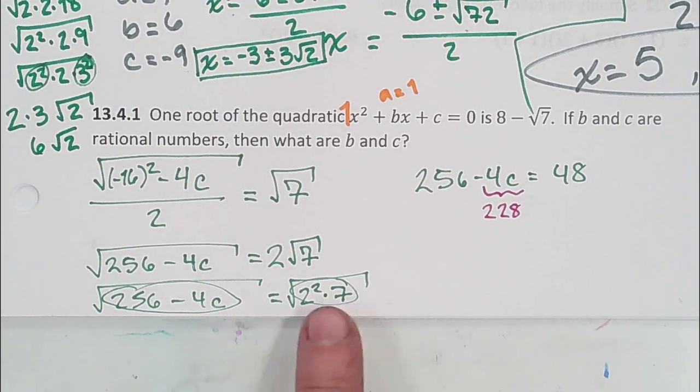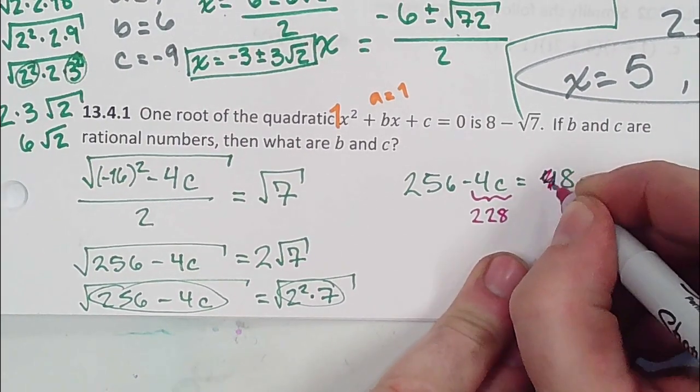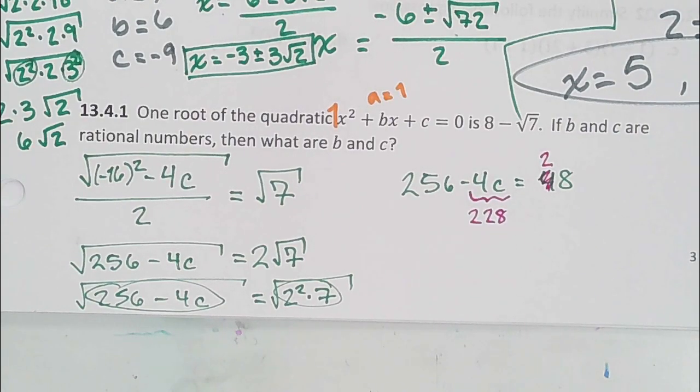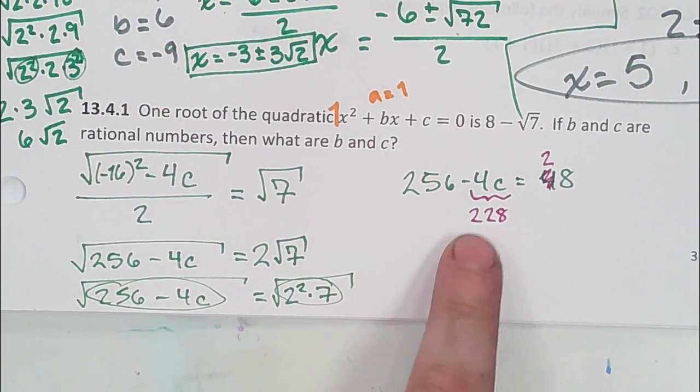Wait, 48. Hold on. 4 times 7 is 28. There we go. Now we're talking. Sorry, I'm a little bit on autopilot right now. 4 times 7 is 28. So 256 minus 228 is going to give us 28. And the 28s are a coincidence here. That's kind of why I remembered I must have goofed. 256 minus 228 does give us 28.